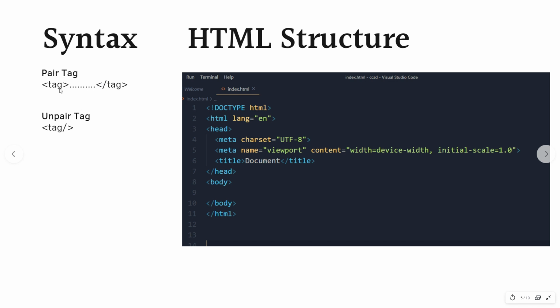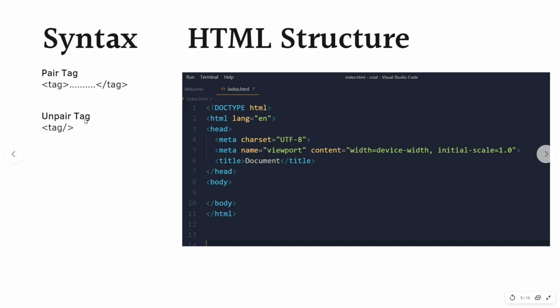The first one is the pair tag, which means, as you can see in the form, we have a left bracket and a right bracket, and the tag name inside the brackets, and this is the value of the tag. When we use the tag, we have to close it with the same tag, and we use the slash to denote the close tag.